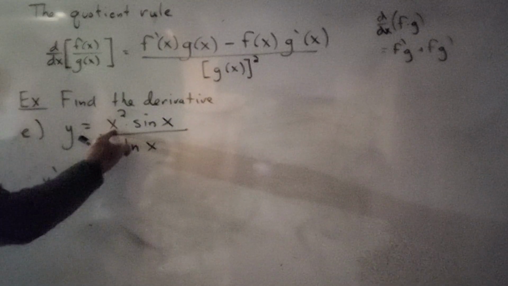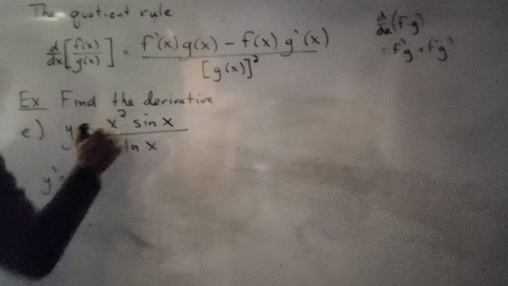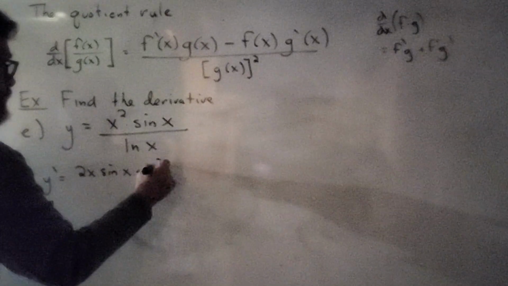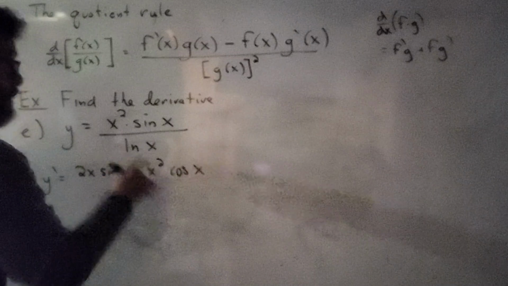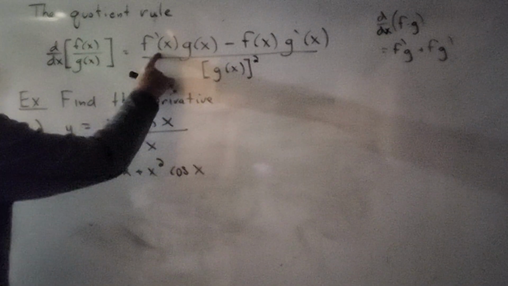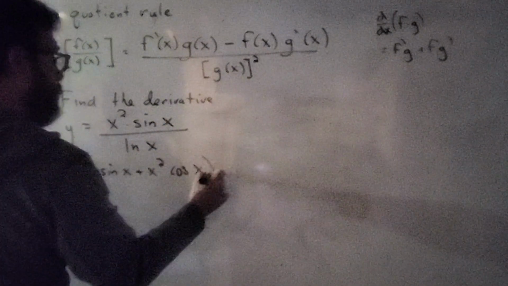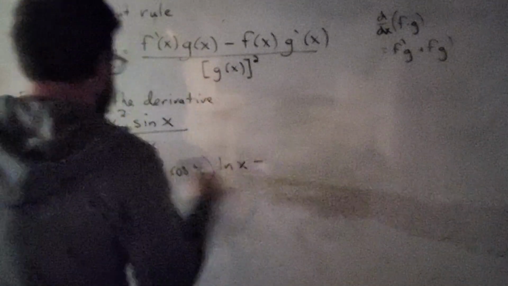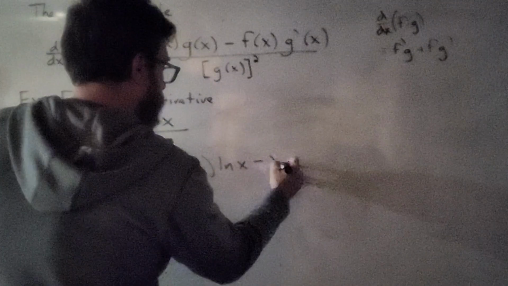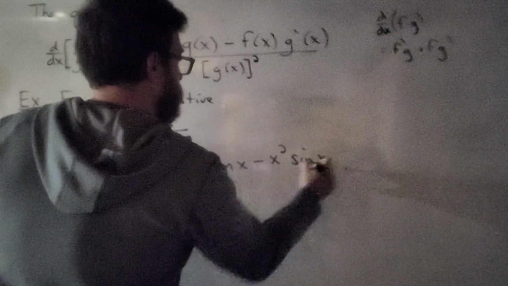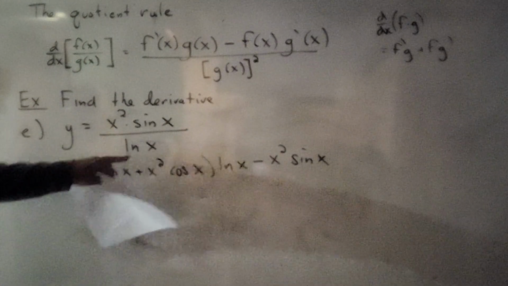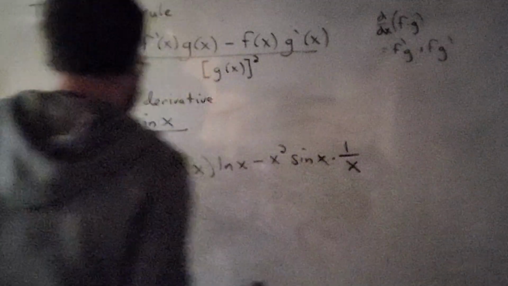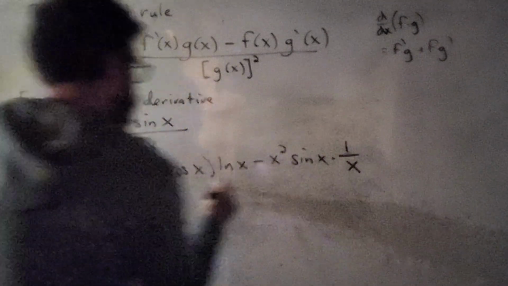So y prime, we know we're going to need the derivative of the numerator. So this is going to be a product rule here. So derivative of the first times the second plus the first times the derivative of the second. So that's the derivative of the numerator. So that's our f prime. We still have to multiply this by g of x, so natural log of x, minus f, which was this product, so it's going to be x squared sine of x, times the derivative of the bottom, and I know the derivative of the natural log of x is going to be 1 over x. And this is all over that denominator squared.